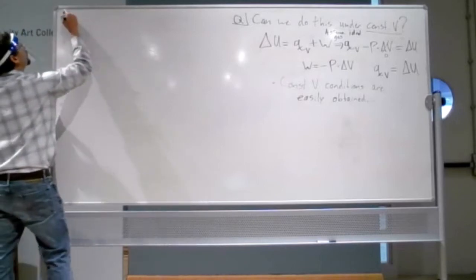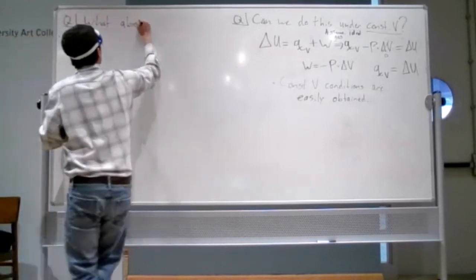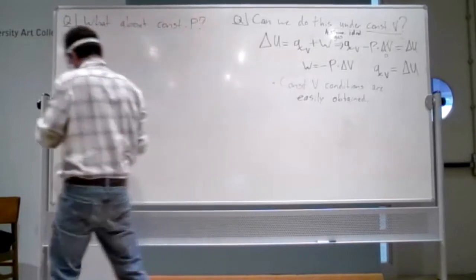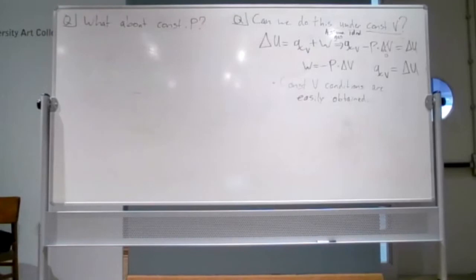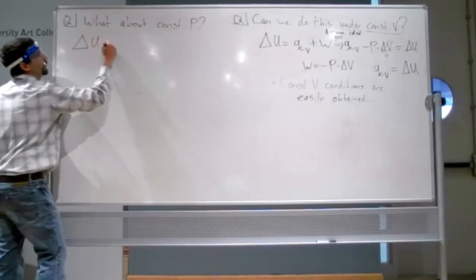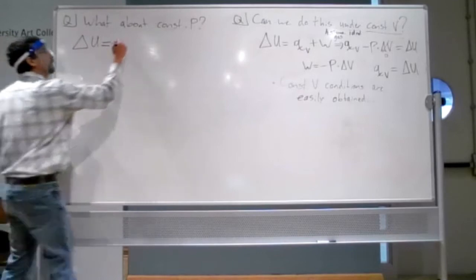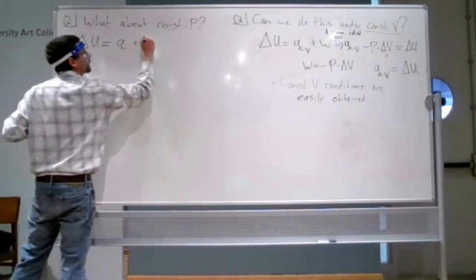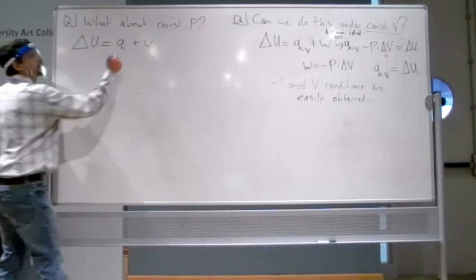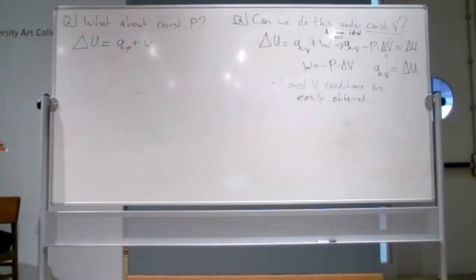So, question, what about constant pressure? Okay, let's jump back to the first law again. Delta U is equal to what always? Q plus W. Okay, since we're at constant pressure, we're going to give this Q a little sub P to indicate that we're talking about a constant pressure situation.